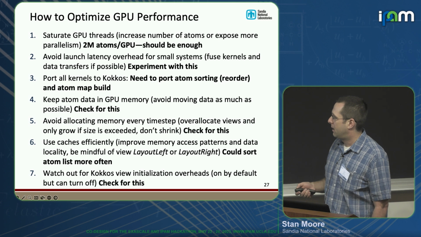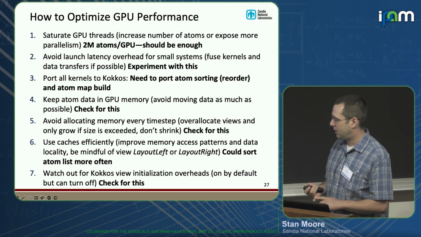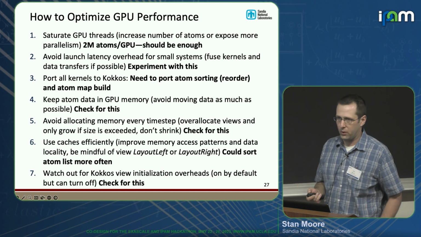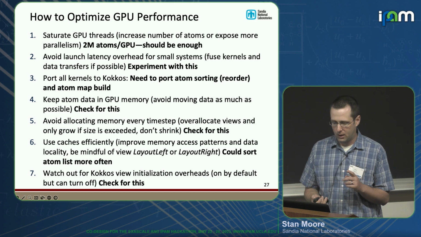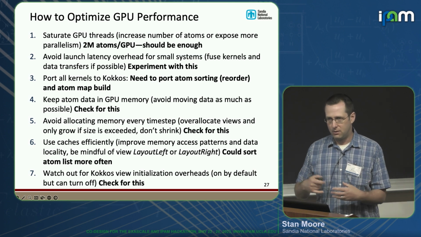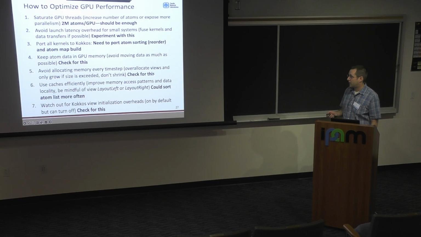Keep all atom data in GPU memory. So we need to try to find if we have any data transfer between CPU and GPU. Porting these kernels to Kokkos will also help with that, because if we have anything running on the host CPU, we have to transfer all the data that's needed by that kernel to the host CPU, run our kernel, and then any data that was modified has to be pushed back up to the GPU, which has a lot of overhead.